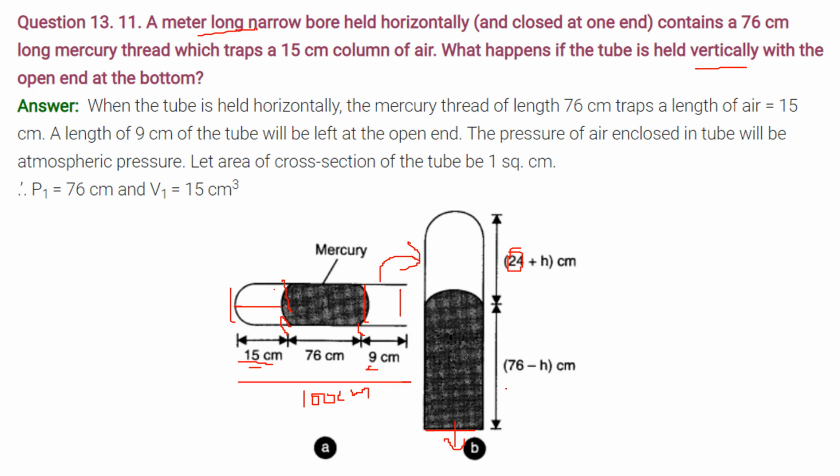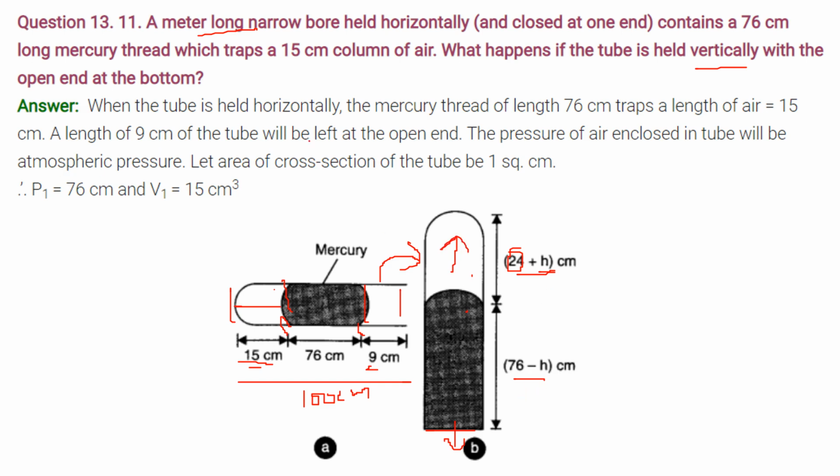The pressure which makes this mercury go down is 76 minus H, and only this pressure has to be added here. These are in equilibrium, so the same pressure has to be added here so that this air goes up. 24 plus H, 76 minus H.